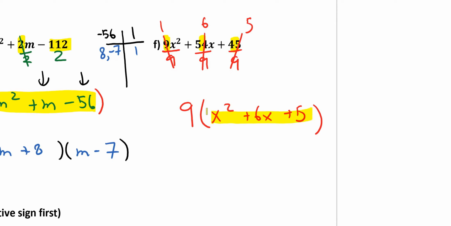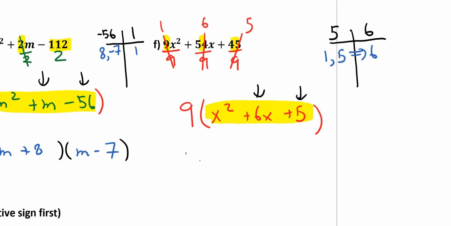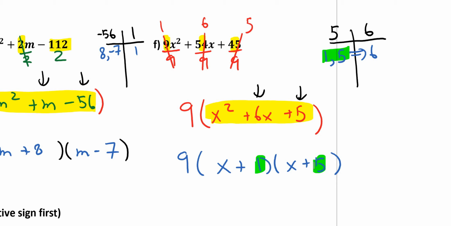And once again, my trinomial can be factored. So the two numbers that I need are 5 and 6. So that would be the two numbers that multiply to 5. I would say 1 and 5, and 1 plus 5 also gives you 6, so that combination definitely works. This will be x plus 1 and x plus 5 to finish. Great. All right, let's move on to the next section.